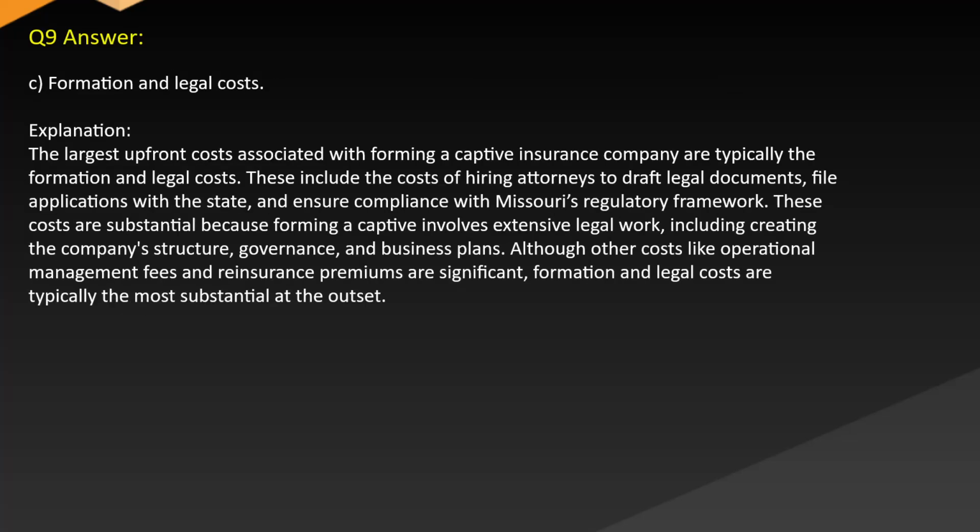Answer: C. Formation and legal costs. Explanation: the largest upfront costs associated with forming a captive insurance company are typically the formation and legal costs. These include the costs of hiring attorneys to draft legal documents, file applications with the state, and ensure compliance with Missouri's regulatory framework. These costs are substantial because forming a captive involves extensive legal work, including creating the company's structure, governance, and business plans. Although other costs like operational management fees and reinsurance premiums are significant, formation and legal costs are typically the most substantial at the outset.